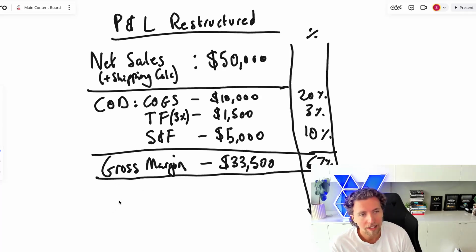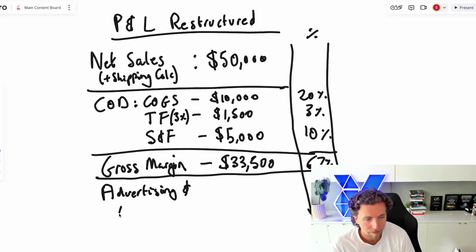And then we're going to go into the second level of expenses. So we have cost of delivery, which is the first bucket of expenses it's going to outflow from a business. The next is direct advertising and marketing.